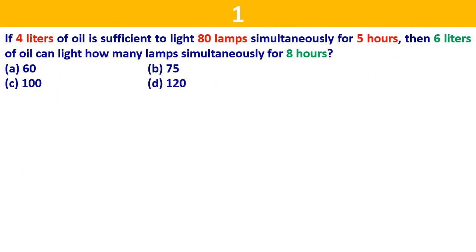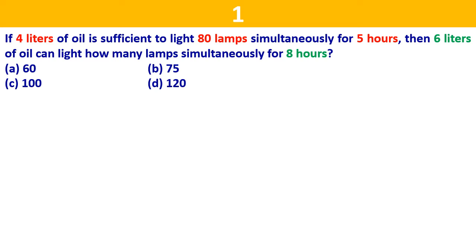Let's start with problem number 1. If 4 liters of oil is sufficient to light 80 lamps simultaneously for 5 hours, then 6 liters of oil can light how many lamps simultaneously for 8 hours? Now let us understand the proportions here. The quantity of oil and lamps are directly proportional. More the oil, more number of lamps we can light. Also, quantity of oil and hours are directly proportional. More the quantity of oil available, more number of hours we can light those lamps.